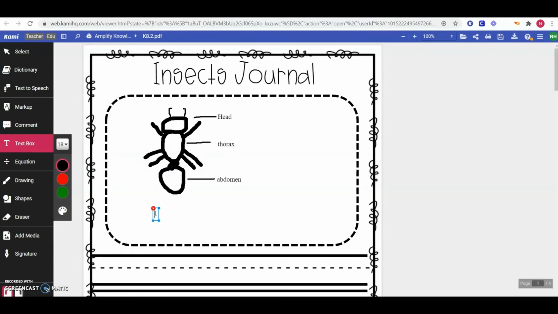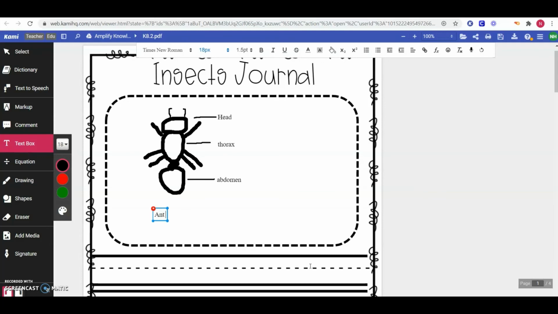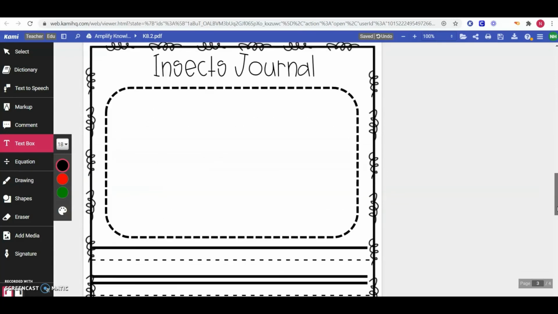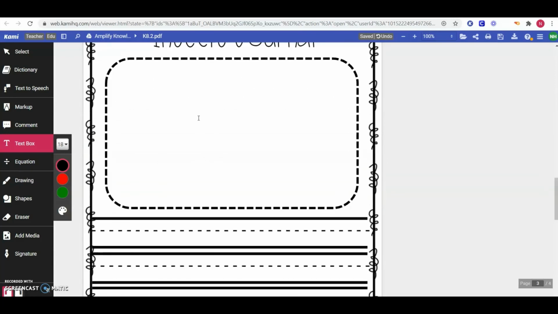We'll fix that. Ant. Label your bug with what it is and all of its different body parts. And then on the second page, I want you to draw, you get to pick what animal you're going to draw, but it cannot be an insect. Tell me, make sure you label what that animal is.